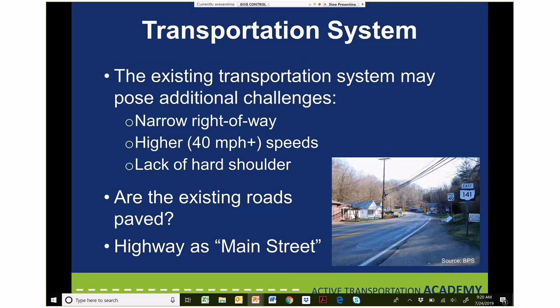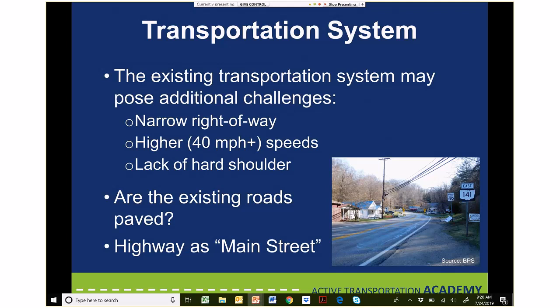How do we factor in the higher speed limits that are typically seen in rural communities, even where there is a cluster of residential properties or a school, for example? Oftentimes in rural communities, we have the lack of a hard shoulder. So where that additional right-of-way might exist, it's not practical to actually build on it.